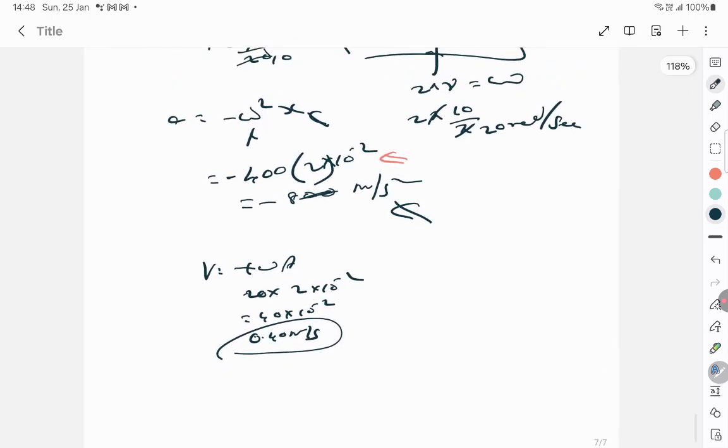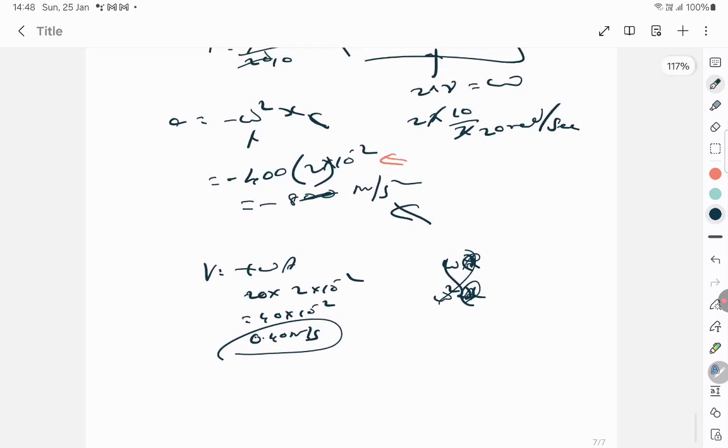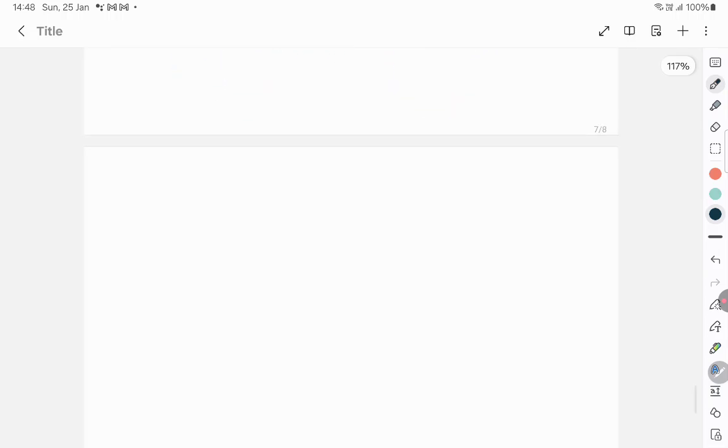Omega into A. Okay, we know from the graph, right? The maximum velocity is omega into A. The maximum acceleration is omega square into A. The A gets replaced as x, and here the 2 is the extension. So you know all this. Okay, so let's go to the next question, which is the 10th question.